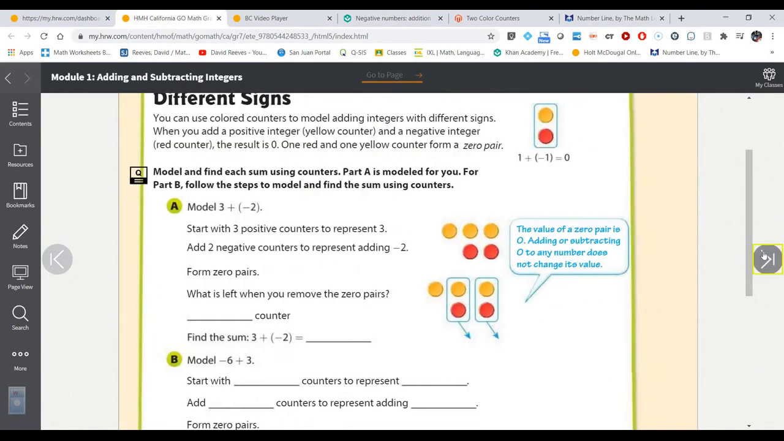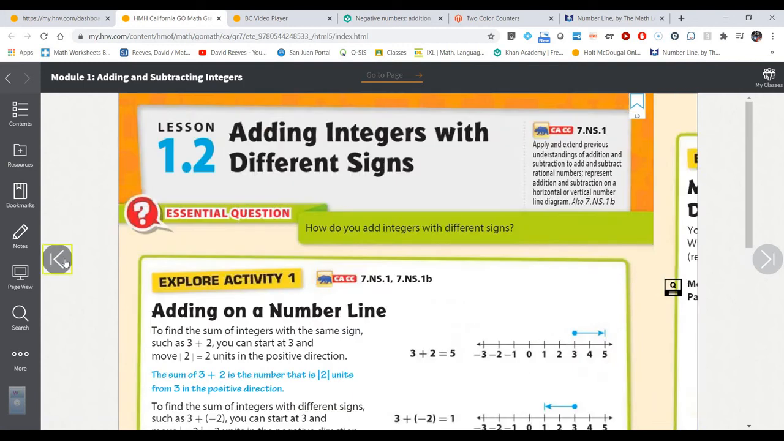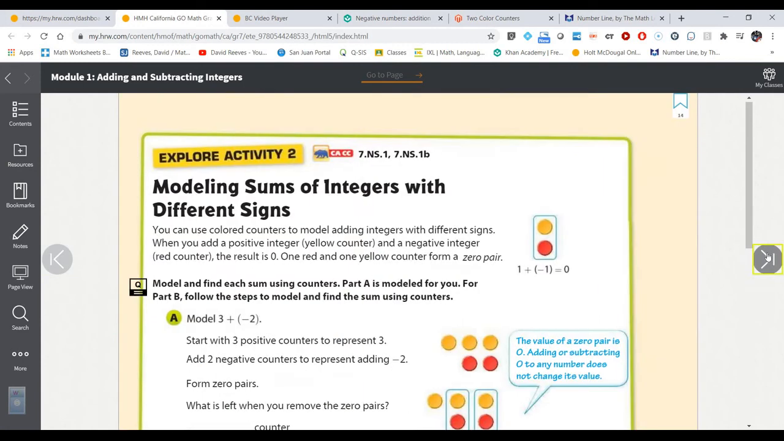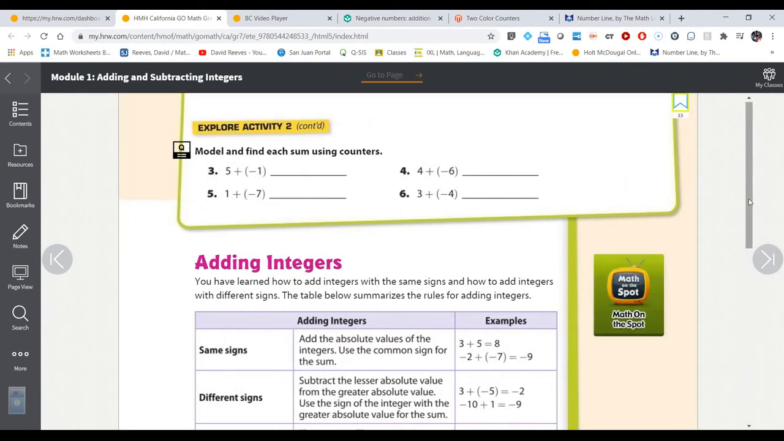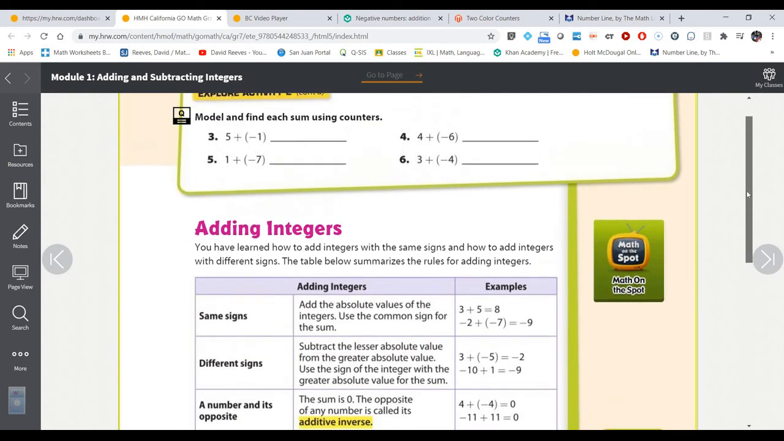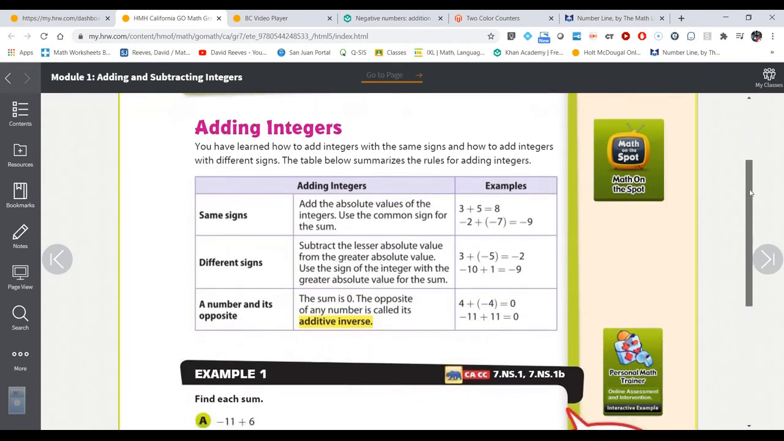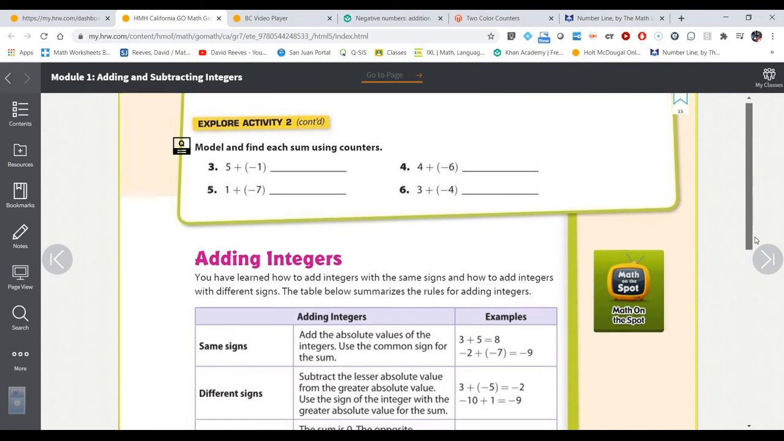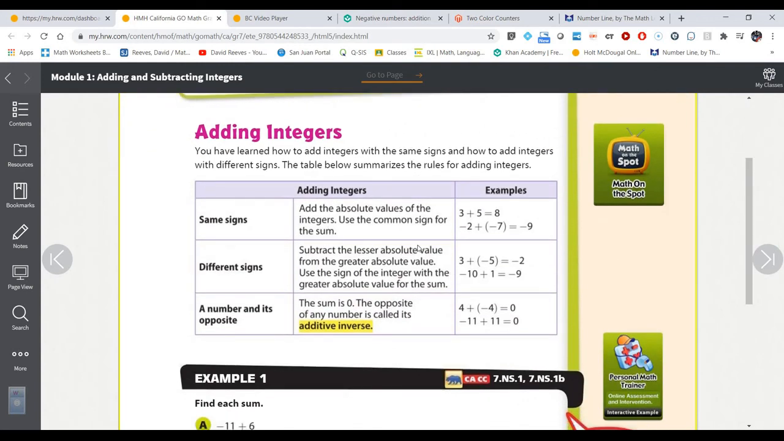All right, so first we did counters, okay? Second, we did number line. And the final way we're going to talk about it is just using the rules, or using an understanding of what it means. If you are in your book and you turn to page 15, you will see this table here. It talks about adding integers, and it says when integers have the same sign, it's a review. It says add the absolute values of the integers and use the common sign.